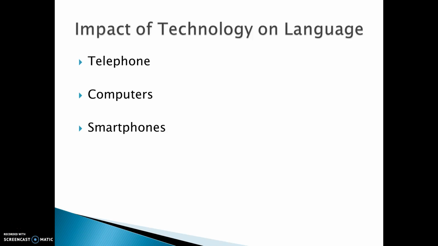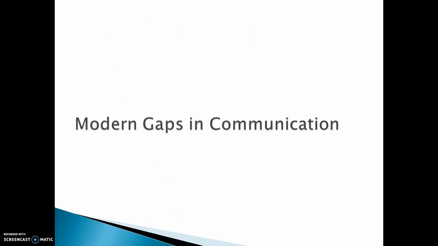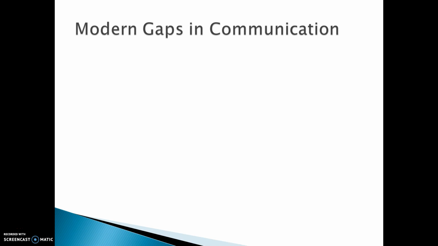Next, we're going to discuss some modern gaps in communication. As with many other things in our society, communication styles and methods vary between generations and between individuals of various socioeconomic status, race, sex, ethnic group, etc. At any given time in society, there are people from multiple different generations and social classes interacting.